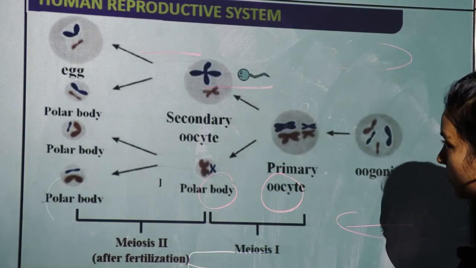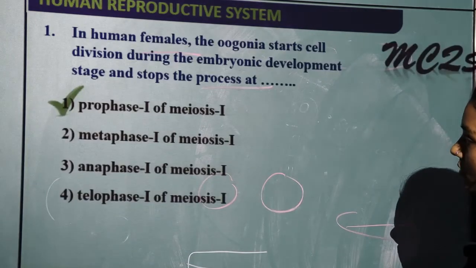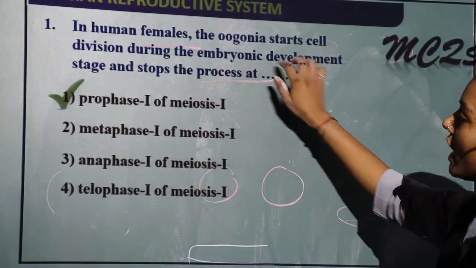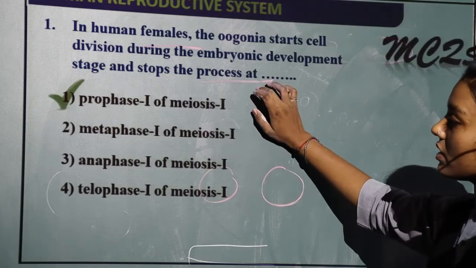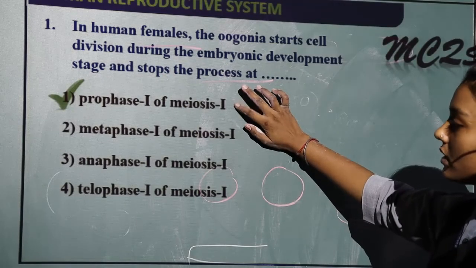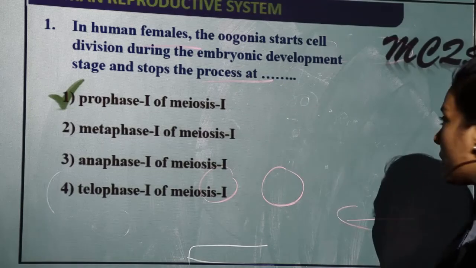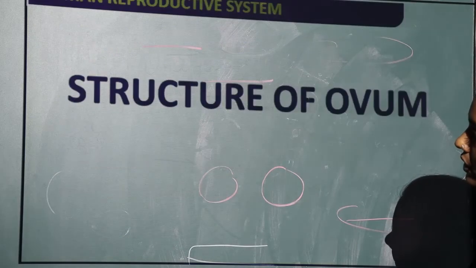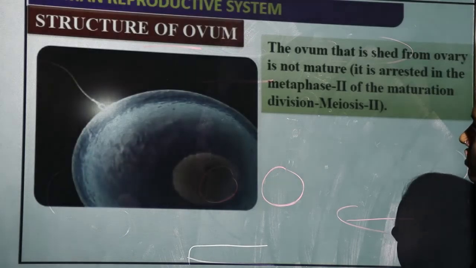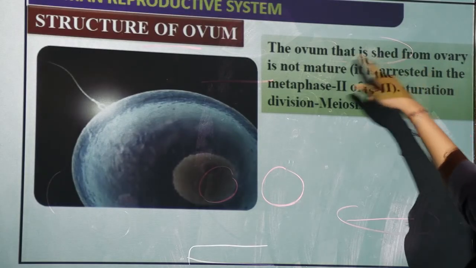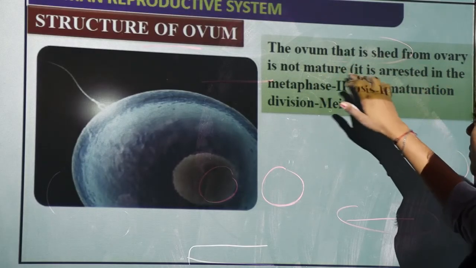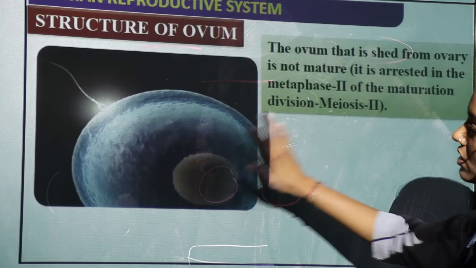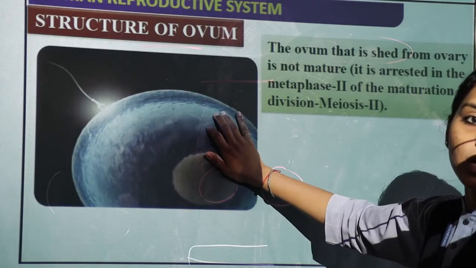And this is how, in humans, the oogonia start cell division during embryonic development and stop at prophase 1, the starting phase. See, this is the step: the ovulation process and the structure of the ovum. The ovum is shed from the ovary, is mature and arrested in metaphase 2 of the maturation, that is, division in meiosis 2. This is how the egg or ovum looks.